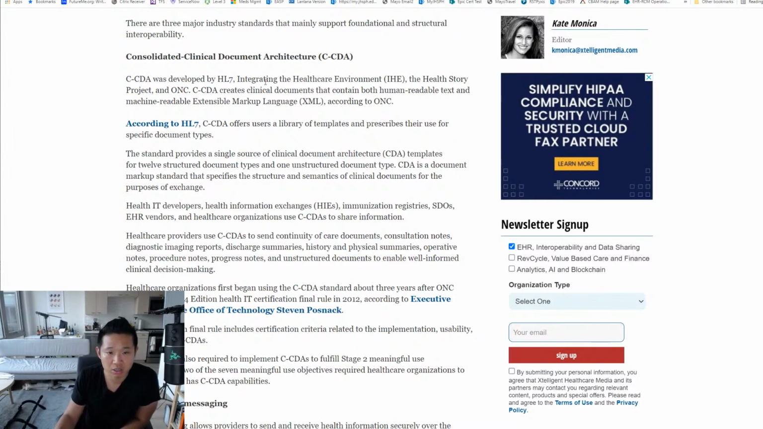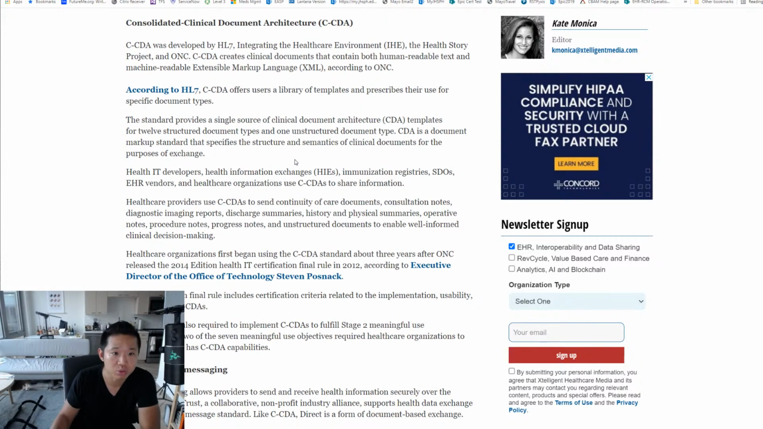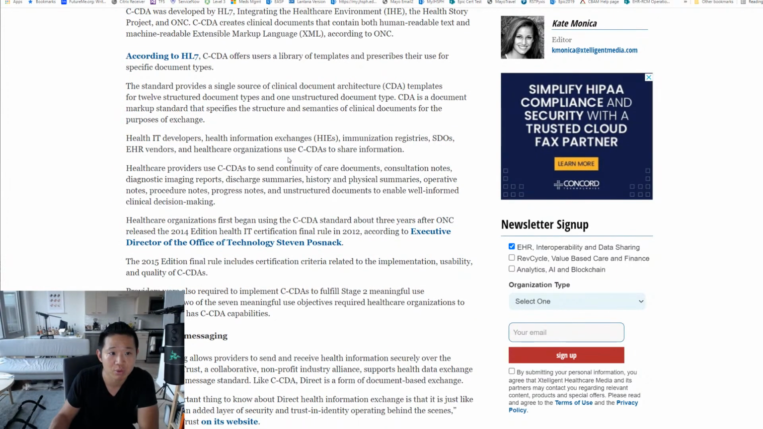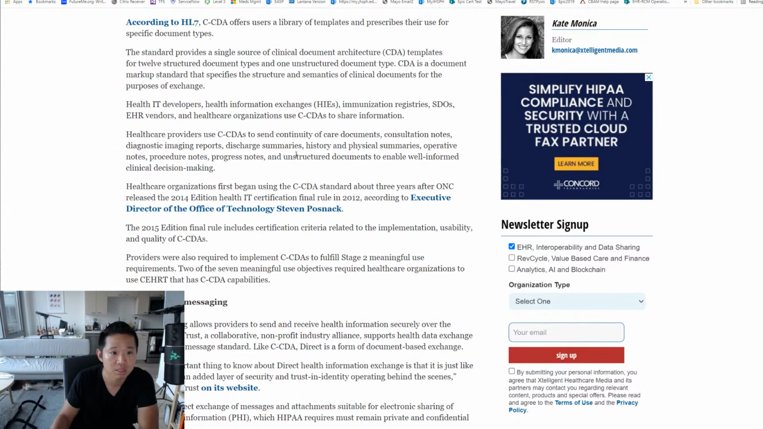Consolidated Clinical Document Architecture, or CCDA, was developed by HL7, integrating the healthcare environment AHIC, the Health Story Project, and ONC. CCDA creates clinical documents that contain both human-readable text and machine-readable extensible markup language, XML, according to ONC. According to HL7, CCDA offers users a library of templates and prescribes their use for specific document types.